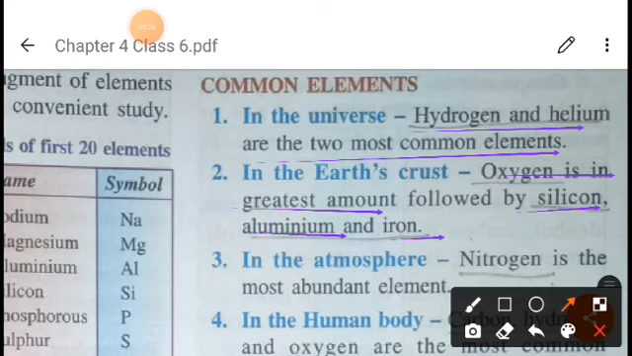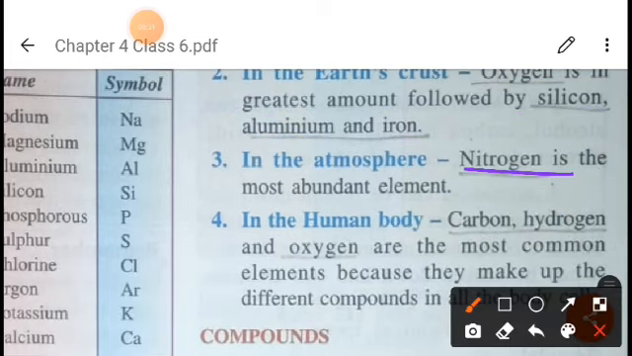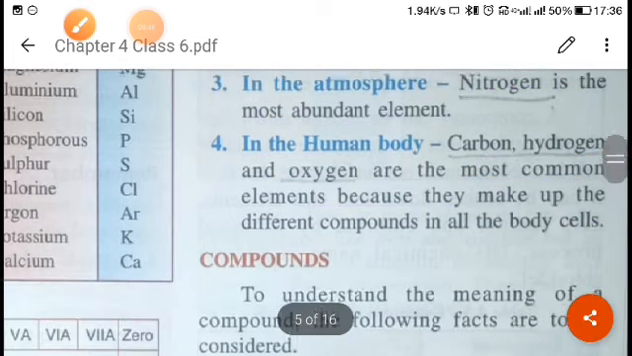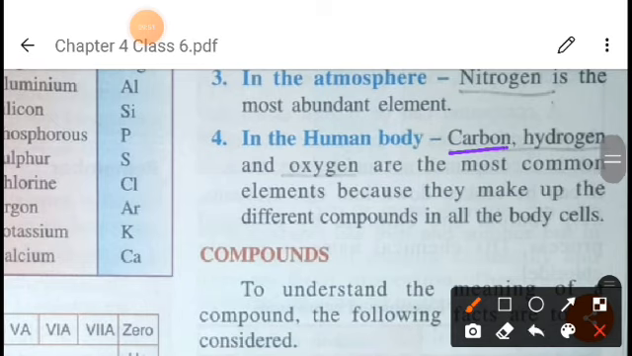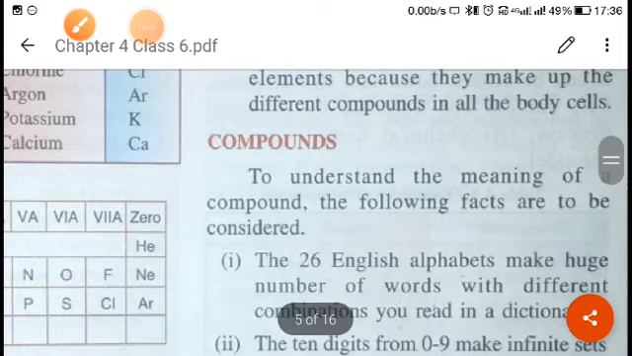And if we are talking about the atmosphere, in the atmosphere nitrogen is the most abundant element. After that, in the human body, you will get mostly carbon, hydrogen, and oxygen, which are the most common elements, because they make up the different components in the body cells. I hope you have understood this.